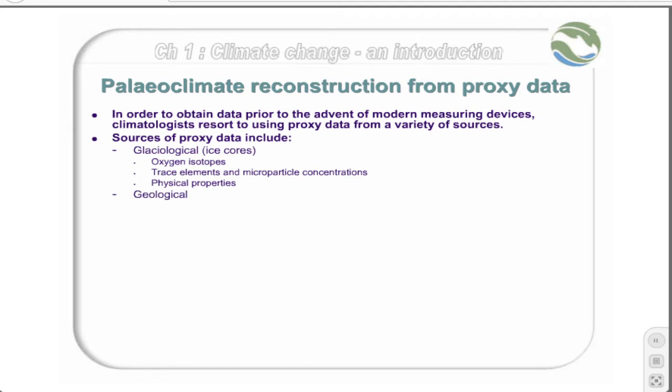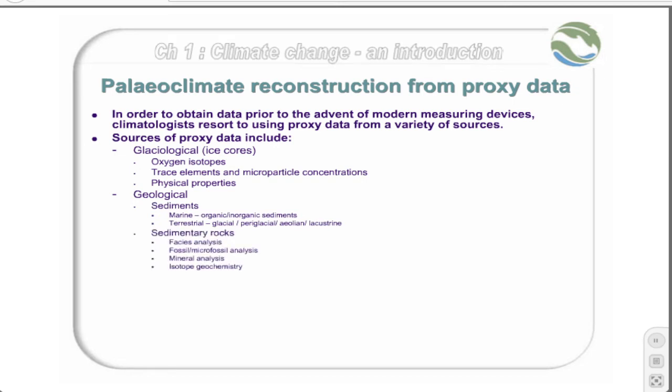Geological data sources provide information over a much longer time period, and may include sediments of both marine and terrestrial origin. Sedimentary rocks provide data over a longer time period still, and scientists subject them to facies analysis, fossil and microfossil analysis, mineral analysis, and isotopic geochemistry analysis.